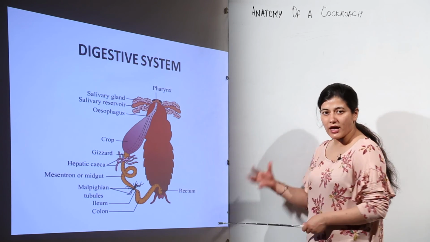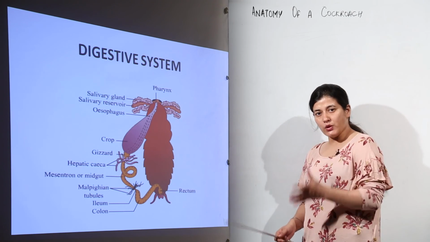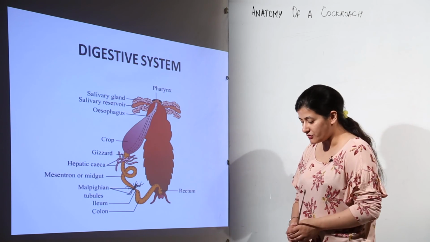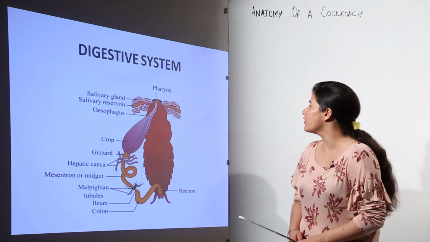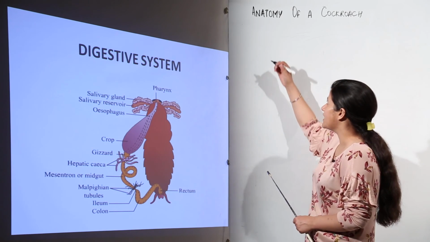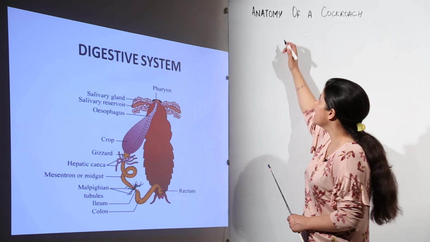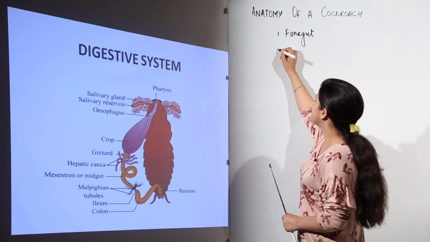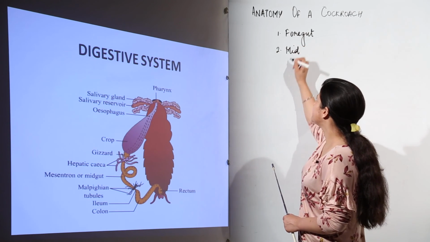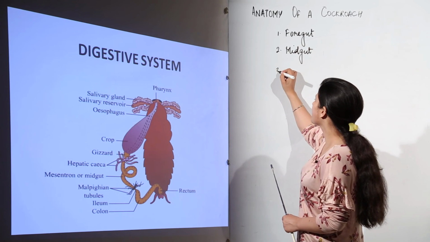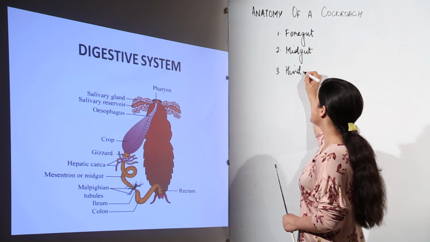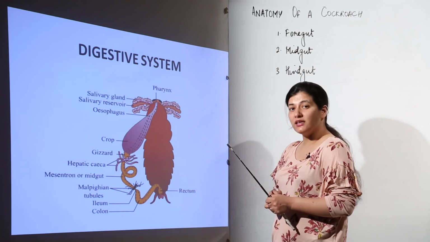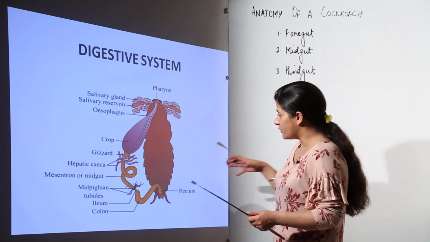The first system that we have in our hand is the digestive system, and we are going to see how the alimentary canal is fixed in a cockroach and what are the parts of that alimentary canal. The first thing that you have to remember is that the entire canal is divided into foregut, midgut and hindgut. And whenever we study the digestive system, we study the alimentary canal and the glands which are associated with it. So one by one we are going to see.